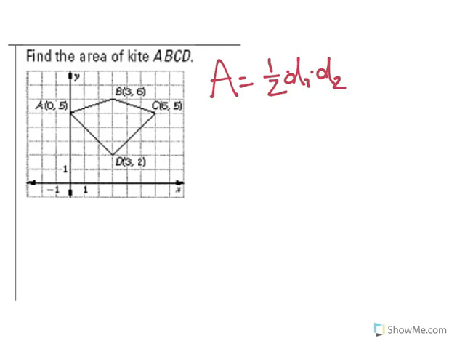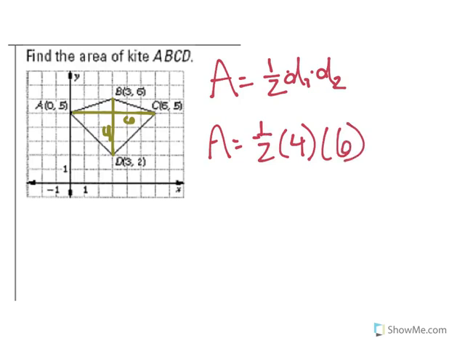So let's do diagonals. Remember, diagonals are across the shape, so A to C counts as a diagonal. 1, 2, 3, 4, 5, 6. 6 units. And then B to D is also a diagonal. 1, 2, 3, 4. 4 units. Not too bad, right? A equals 1/2 times 4 times 6. We can multiply 3 numbers together. Again, put them over 1 if that helps.